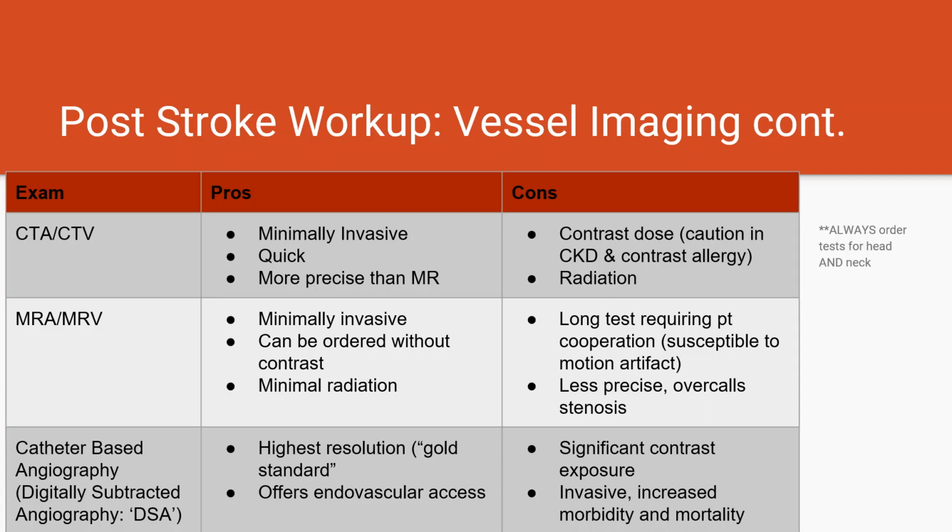Catheter-based angiography, on the other hand, also known as digitally subtracted angiography, or DSA, is a technique where we use a catheter and insert it into the femoral or radial veins, or radial arteries, much like in a heart cath, and then directly inject dye into the vessels of the neck and the brain. This is nice because it's the highest definition of vessel imaging available, so it really helps us evaluate for things like vasculitis or AVM or really subtle vessel changes. And then, of course, it also allows for access for interventional procedures like thrombectomy.